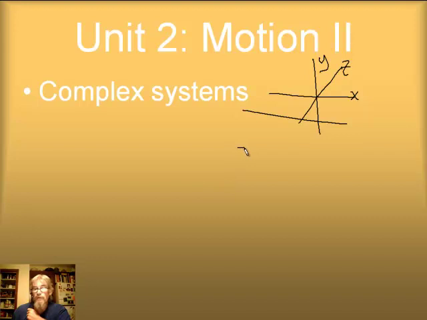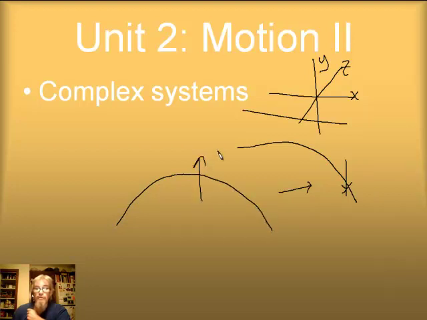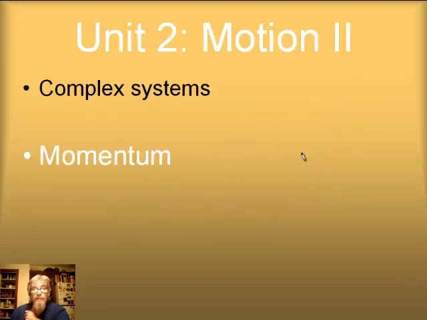Say you shoot a bullet. The bullet doesn't go in a straight line. The bullet has two components to its path. It not only goes forward, but it also drops. How can we explain a complex system like that? Or if you shoot an arrow in the air, or shoot a bullet in the air, or throw a basketball, same thing. You've got an object that now has motion in two directions, and you have to compensate for or be able to explain somehow how it's going to act in both of those directions. And then we're going to look at something called momentum.